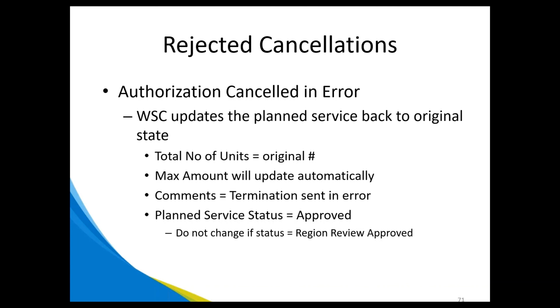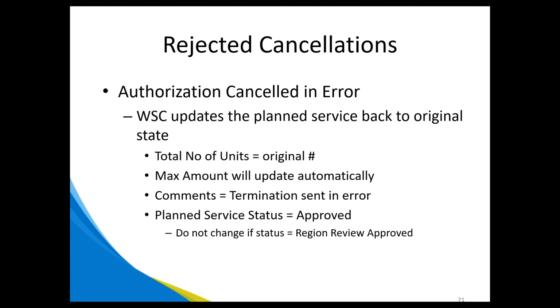For authorizations that were canceled in error, it's as simple as using that WSC cost plan adjustment role, reversing the status on the plan, opening that plan service, and setting everything back to its original state. Set the total units back to the original number. The max amount will automatically update. In your comments, update it: I terminated this one in error. The termination was sent in error. And change your plan service status back to approved.